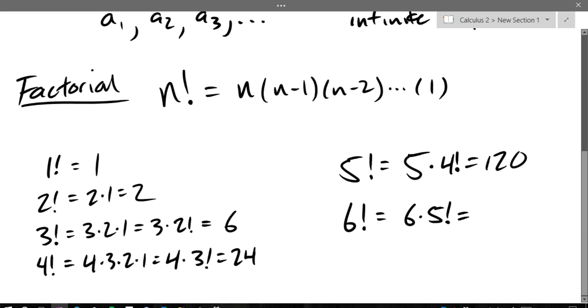All right, 5 times 24: 5 times 25 is 125, and you just got 5 less, so 120. And the big one, 6 factorial. 720. So we got 120, you could probably get the 720.